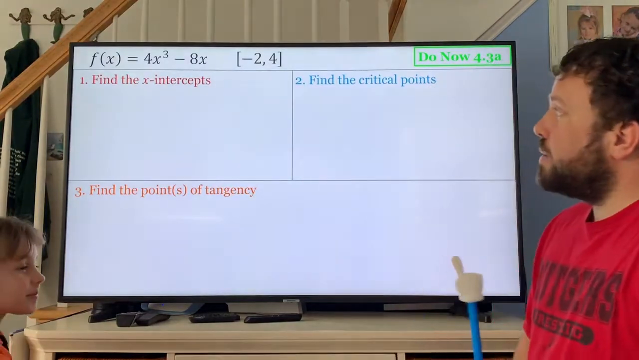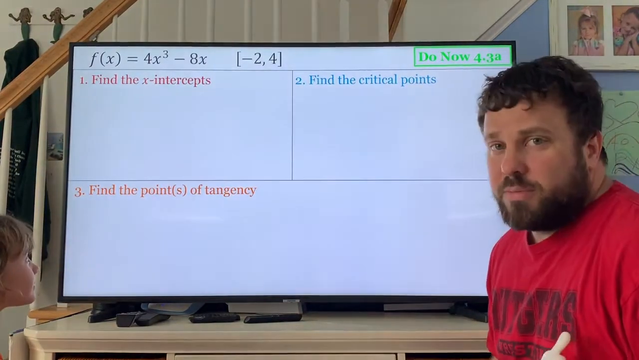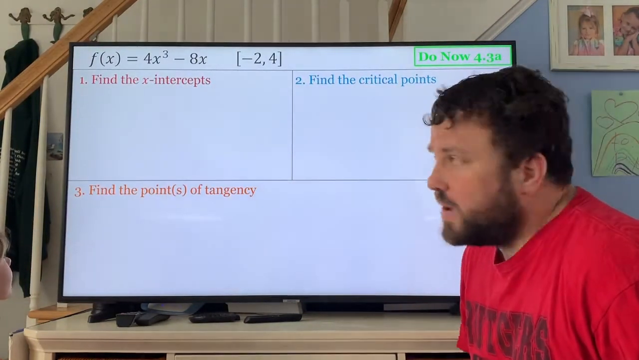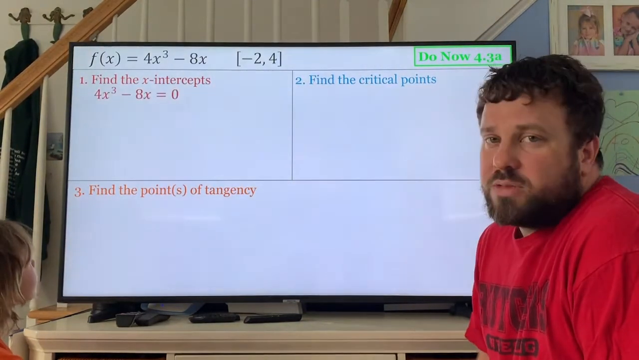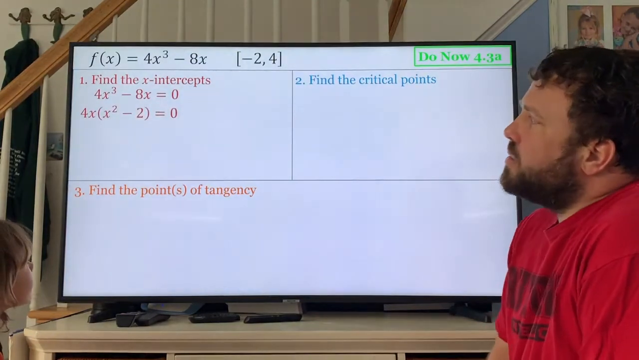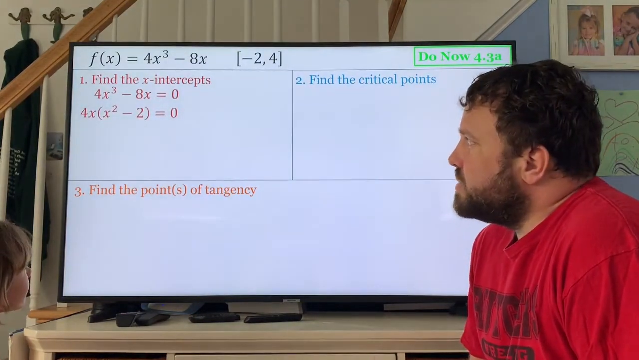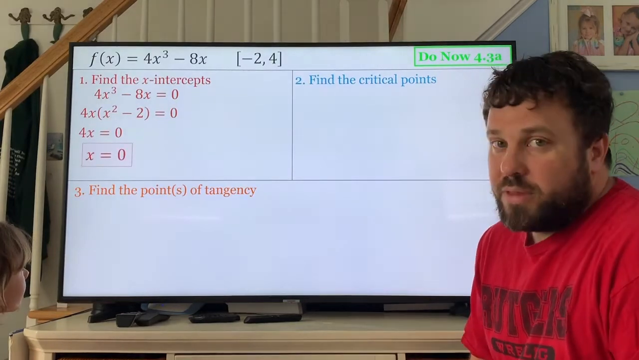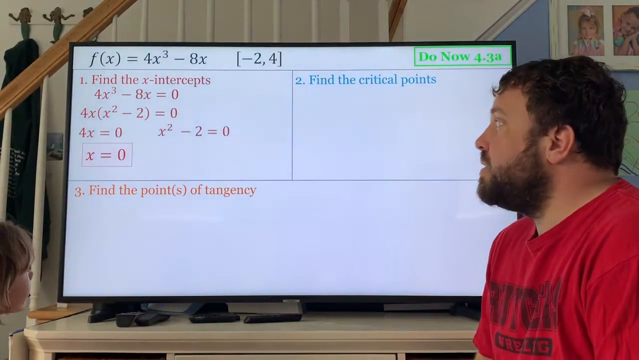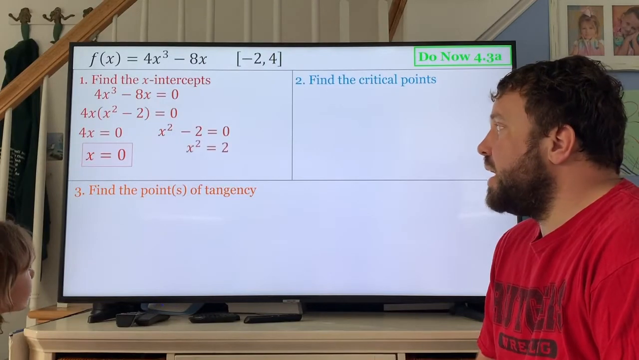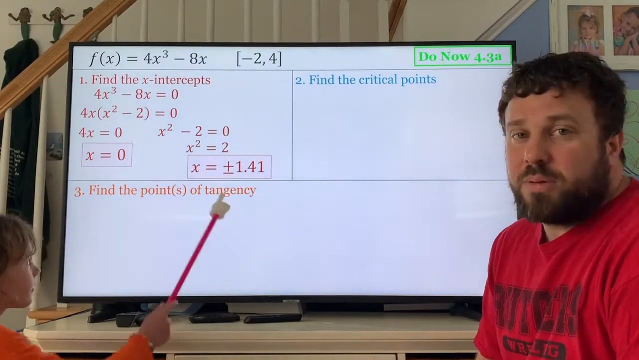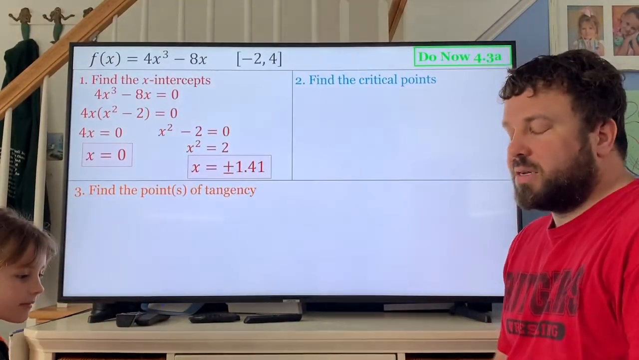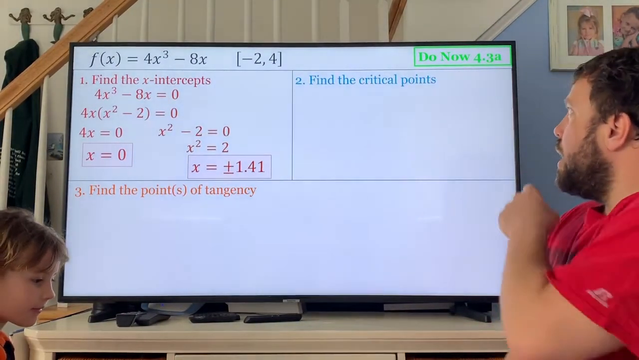All right? Now, the first thing you should have done is find the x-intercepts. The way you should have found the x-intercepts was to set the equation equal to 0. Then you pull out the greatest common factor, which is 4x. You set both those equal to 0. 4x equals 0, 0 divided by 4 is 0. And you get x squared minus 2 equals 0. You add the 2 and you take the square root. So it's plus and minus 1.41, or positive and negative square root of 2.